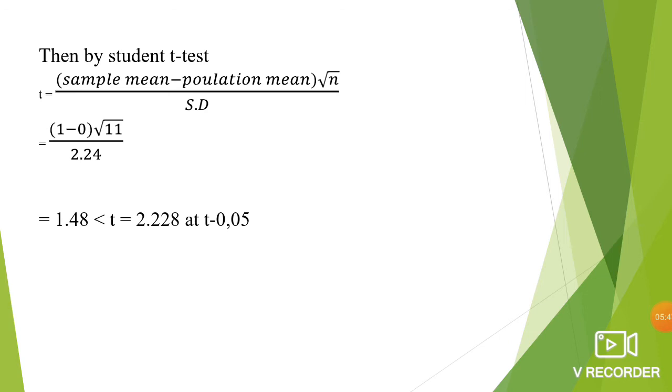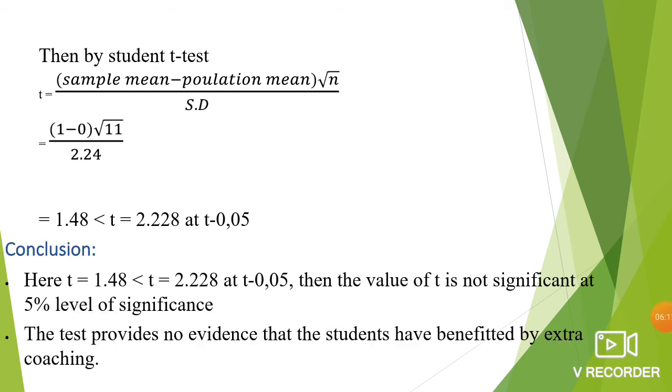Actually we are getting minus 1.48 here. When we get a negative value, we have to take the modulus of it. So the mod of t is 1.48. That is less than the given value 2.228. So 1.48 is less than 2.228 at 5% level of significance.